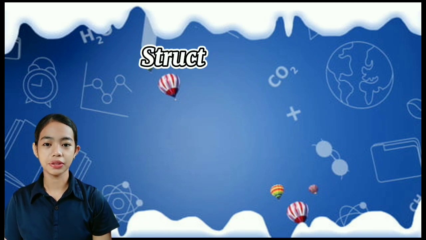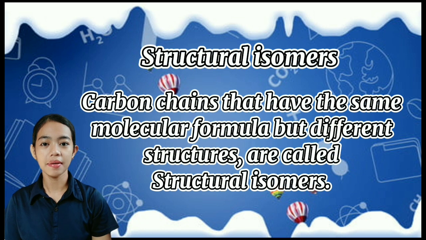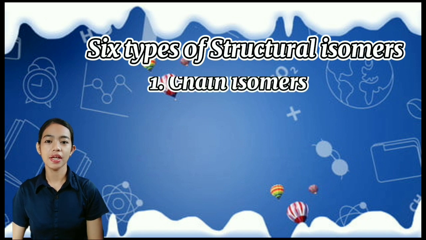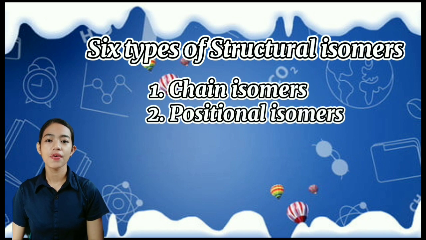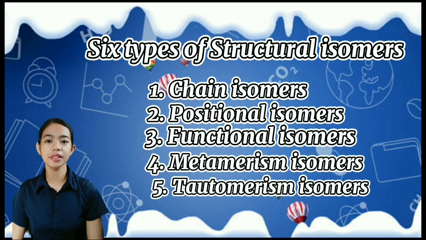Let's talk about the structural isomers. The carbon chains that have the same molecular formula but different structures are called structural isomers. There are 6 types of structural isomers: first, the chain isomers, position isomers, functional group isomers, metamerism isomers, tautomerism, and the ring chain isomers.